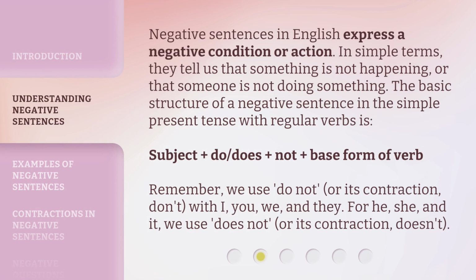Negative sentences in English express a negative condition or action. In simple terms, they tell us that something is not happening, or that someone is not doing something. The basic structure of a negative sentence in the simple present tense with regular verbs is subject plus do, does plus not plus base form of verb. Remember, we use do not, or its contraction, don't, with I, you, we, and they. For he, she, and it, we use does not, or its contraction, doesn't.